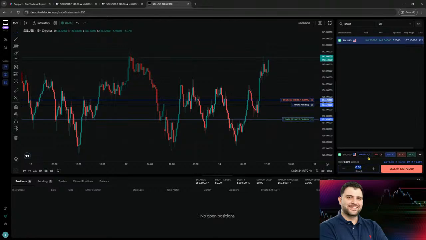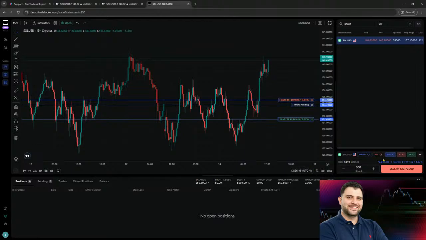So let's say, for example, for simplicity, I'm not going to lose more than $600 in this position. Okay, that's it. So this is how much you're risking. It's saying it's almost 1% of your balance. So it shows you how much you're going to risk of your balance. And 600 is 1% of that balance.